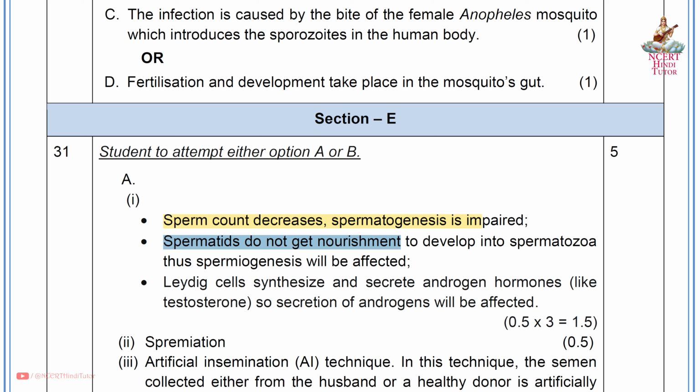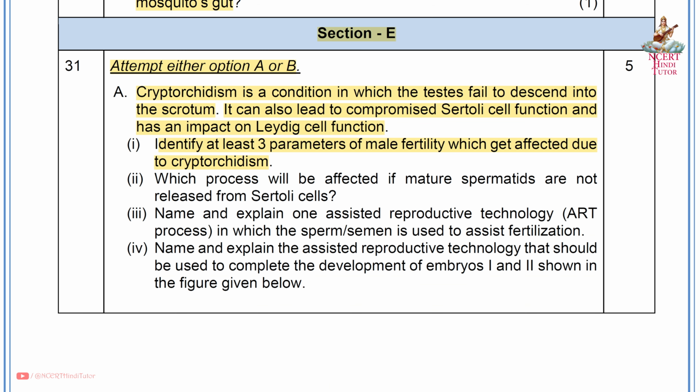Spermatids do not get nourishment to develop into spermatozoa, thus spermiogenesis will be affected. Leydig cells synthesize and secrete androgen hormones like testosterone, so secretion of androgens will be affected. Second, which process will be affected if mature spermatids are not released from Sertoli cells?